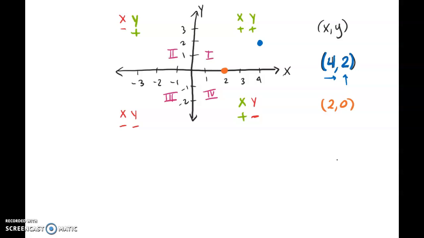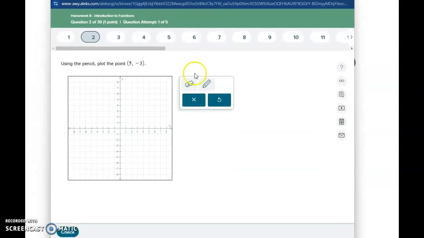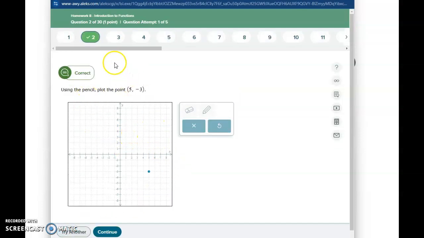So when you are in ALEKS, let me show you an ALEKS screen. This right here asks me to plot this point. I'm going to use my pencil, and the point that they gave me was 5, -3. So I'm going to go to 5, and then I'll go down vertically to -3, and then I drop the point, and then I hit the check button, and it will tell me if it is incorrect or correct.